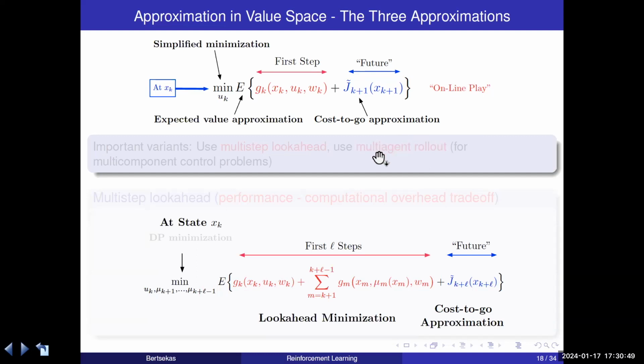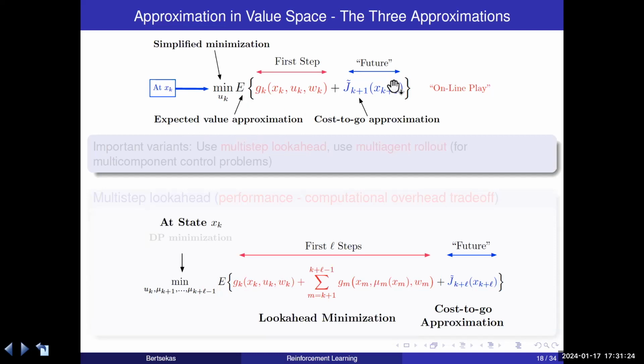And notice that this is a method that's suitable for online play. Once I give you the J tildes, we go forward by minimizing in this way. And notice that, in addition to this approximation, there are some other difficulties. We have an expected value here, which can be very time consuming, and that can be approximated also by some kind of more easily computed approximate expected value.